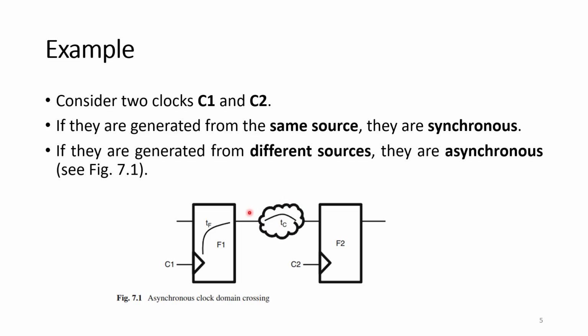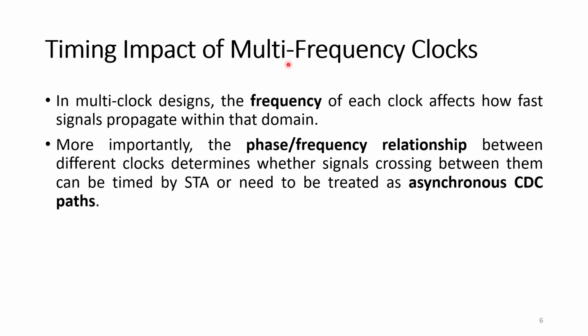Clock domain crossing is like this: if you see here, this is one clock domain and this is another clock domain. If data is traveling from one clock domain to another, there is a combinational path present between C1 and C2. Because of this, we may get some CDC issues. In order to overcome this, we need to go for synchronizers, or else we need to go with FIFOs.